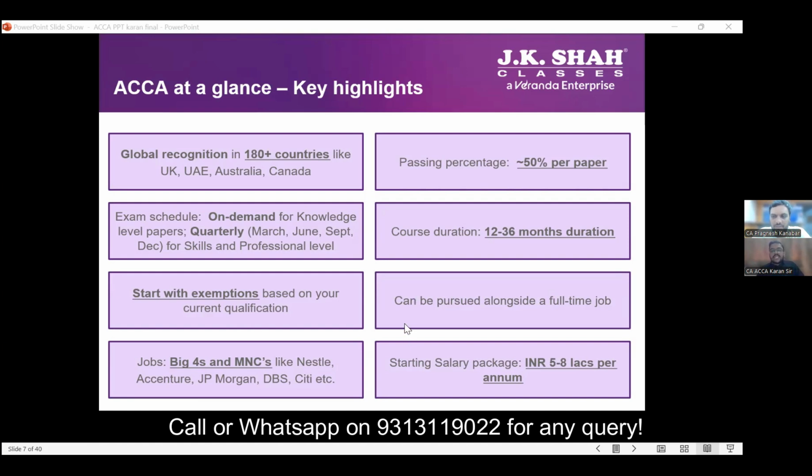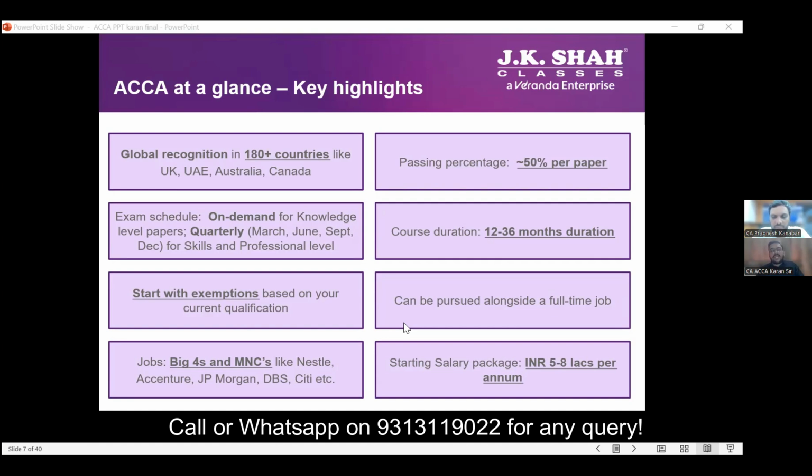Got it, sir. Job opportunities. There are ample job opportunities available in the Big Four, Big Six. You can say EY, KPMG, PwC, Deloitte. These companies are doing mass hirings for ACCA candidates as well as for ACCA qualifieds.